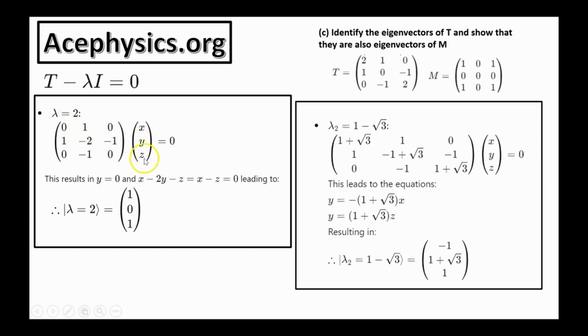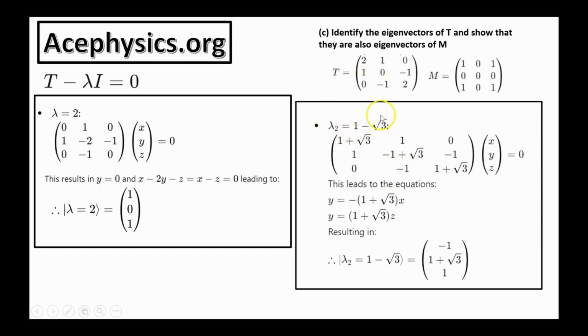The first row times the column tells us that y is equal to 0. It's 0x plus y plus 0z is equal to 0. Therefore, y is equal to 0. And then, if I take this row times this column, that tells us that x minus 2y minus z is equal to 0, but we know that y is equal to 0, so therefore x minus z is equal to 0 and x is equal to z. If I choose x equal to 1, then z is 1 and y is 0, so this is an eigenvector corresponding to lambda equal to 2. Now we do the same procedure for the other 2 lambdas.